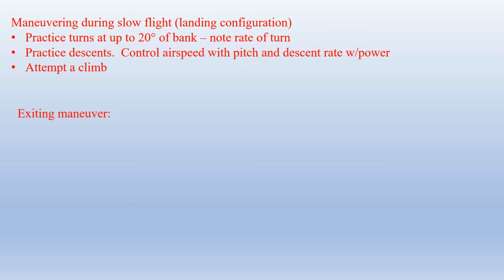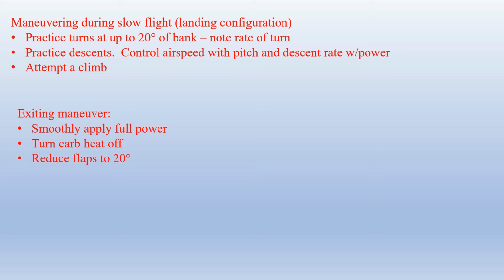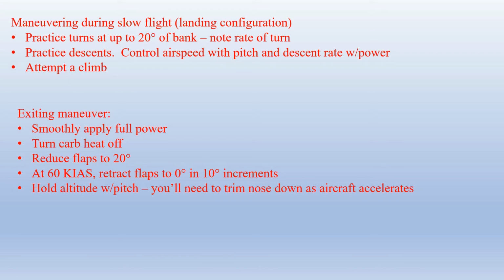Exiting the maneuver is going to be pretty much identical to exiting the approach speed maneuver. Smoothly apply full power. Turn off your carburetor heat if it's not already off. Reduce your flaps to 20 initially. At 60 knots, retract the flaps to 0 in 10-degree increments. And then hold the altitude with pitch. Again, you're going to need to trim down as the aircraft accelerates. And then at 95 knots, reduce the power to 2,300 RPM and trim back for normal cruise, straight and level flight.